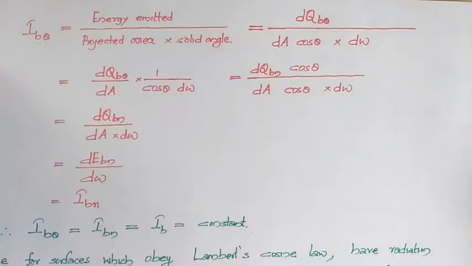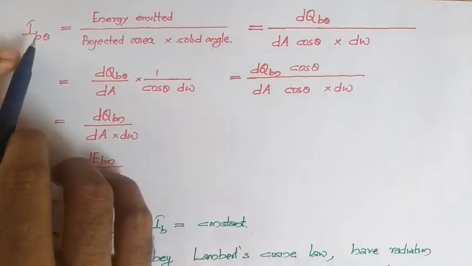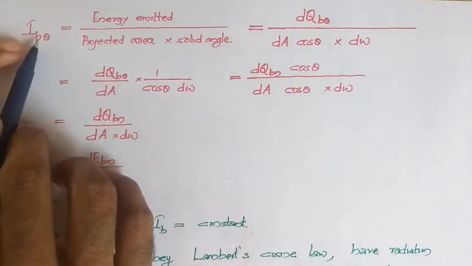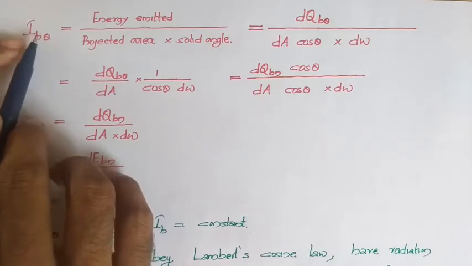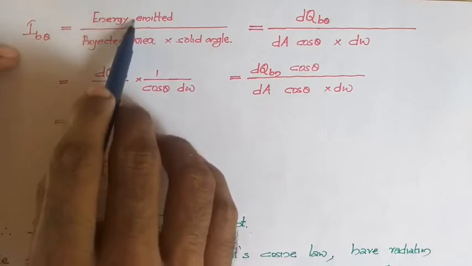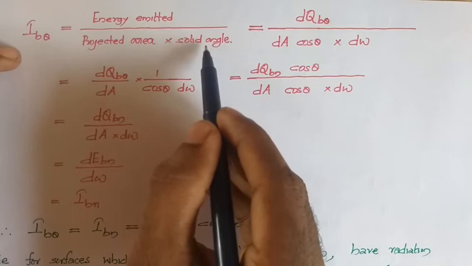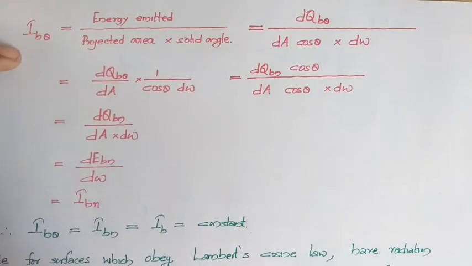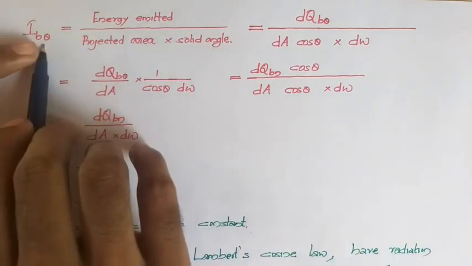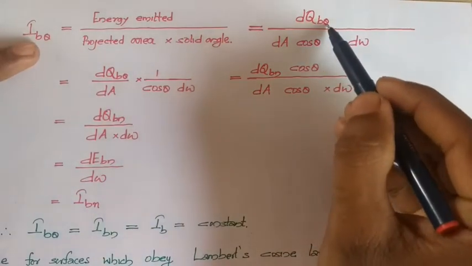Here we will prove that for diffuse surfaces obeying Lambert's cosine law, the radiation intensities are also independent of direction. For this, I am defining the radiation intensity for a black body, I_B, in a particular direction theta. We know that radiation intensity is the energy emitted per projected area per solid angle, and I am taking the theta direction, so it is dq_b,theta.